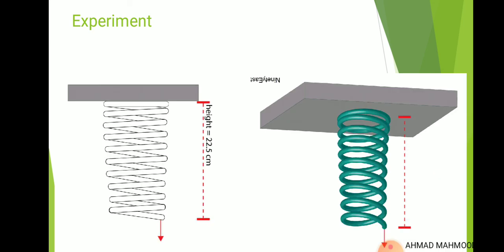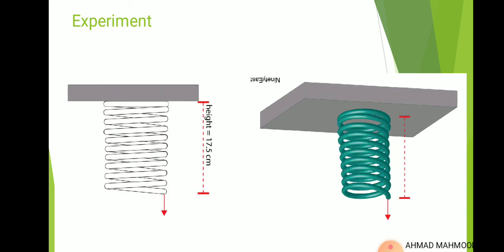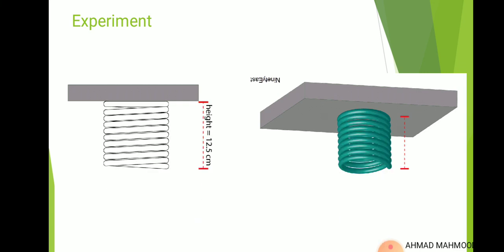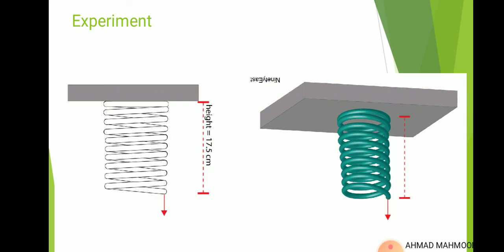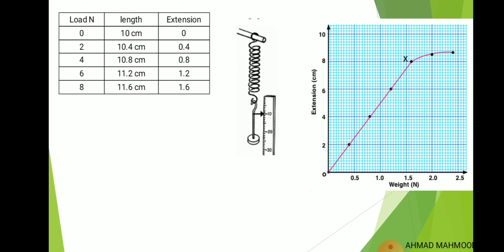For example, we have these springs. If we apply a force in the downward direction on this spring, the spring will stretch. At a load of 0 Newton, the spring was unstretched and its length was 10 centimeters and the extension was 0. If we increase the load to 2 Newton, the extension is 0.4 centimeters, right?